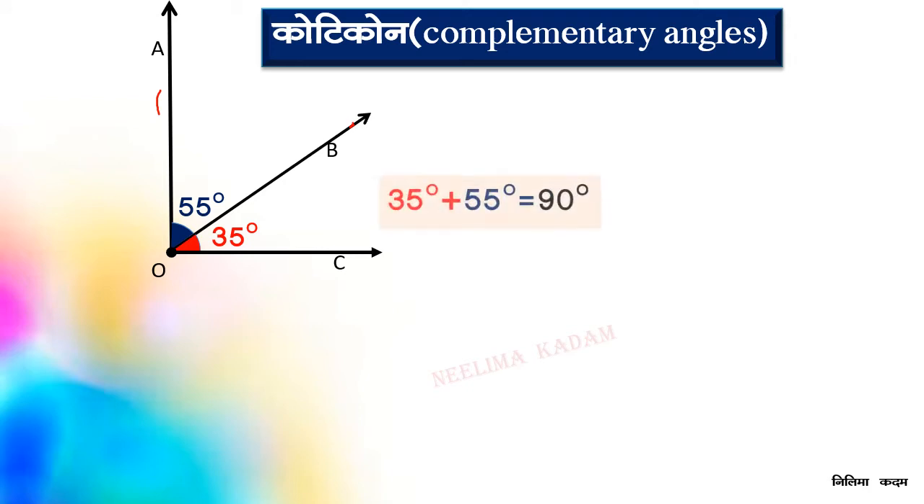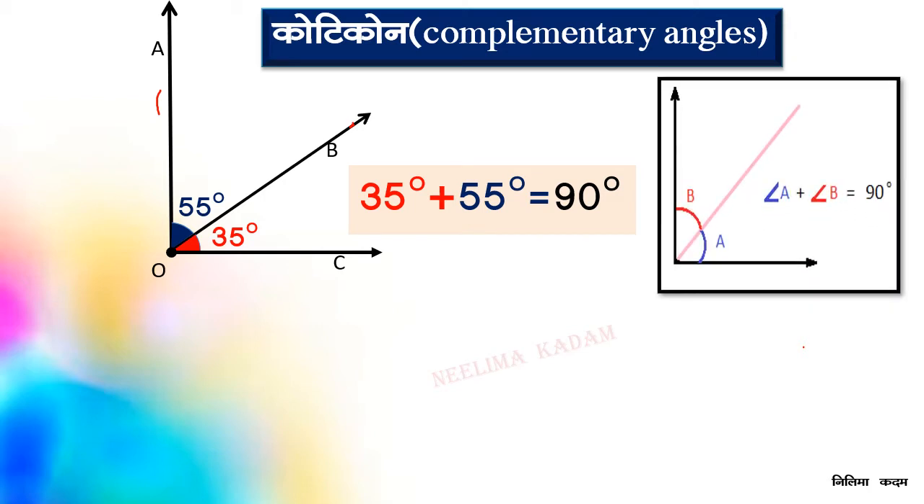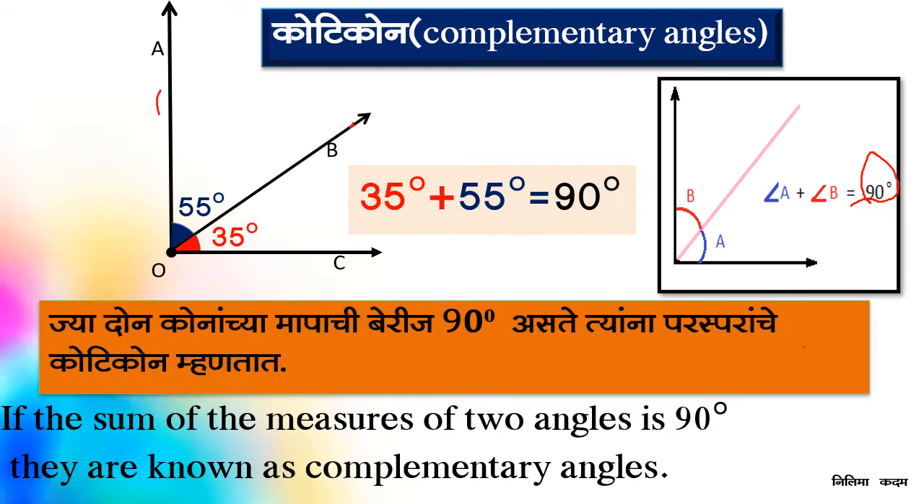Now let's add them together. 35 degree plus 55 degree. How much it is? Yes, it is 90 degree. So angle A and angle B, when we add them together, the sum of the measures of these two angles is 90 degree, right? Such angles are known as complementary angles. So if the sum of the measures of two angles is 90 degree, they are known as complementary angles.